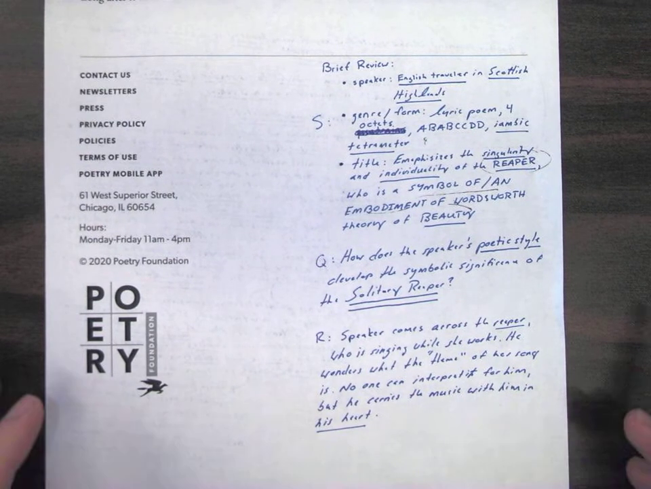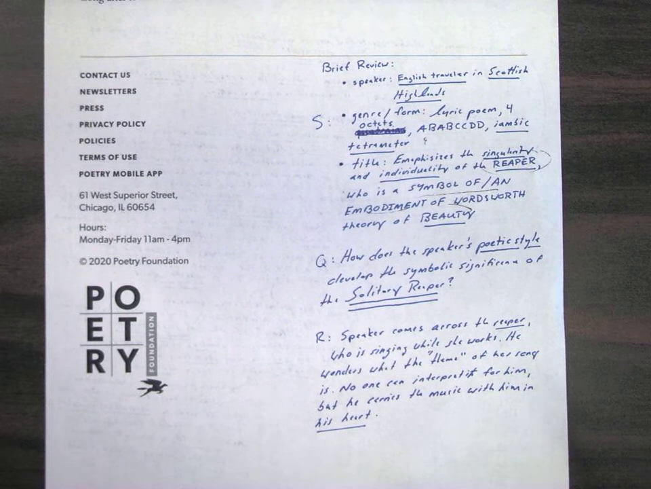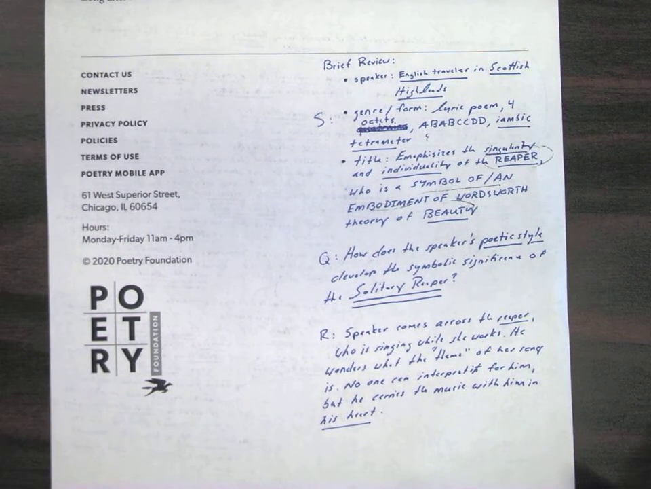A quick review of what happens in the poem on a literal level. This is not even close to what the poem means, but basically the speaker comes across the reaper, who is singing while she works. She's harvesting grain. He wonders what the theme of her song is, the meaning of her song. No one can interpret the meaning of the song for him, but he makes peace with that fact and carries the music with him in his heart as he goes off into the rest of his life.